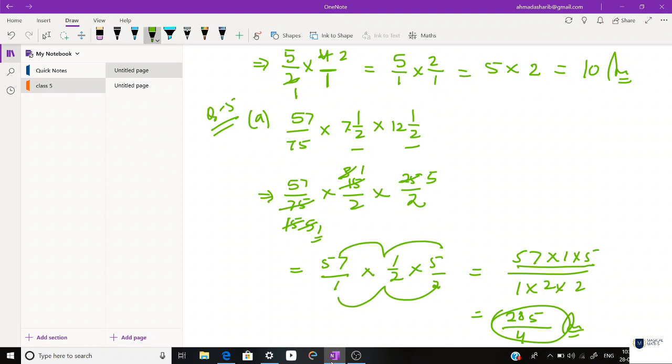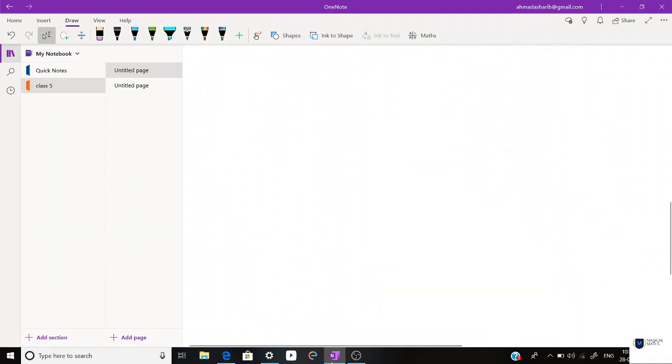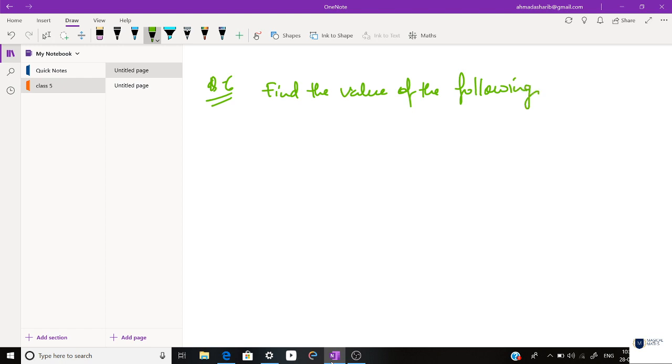So this was question number 5. Now let us do question 6. Question 6 says, find the value of the following. And part A says 2 whole 1 upon 2 of 3 whole 1 upon 5.